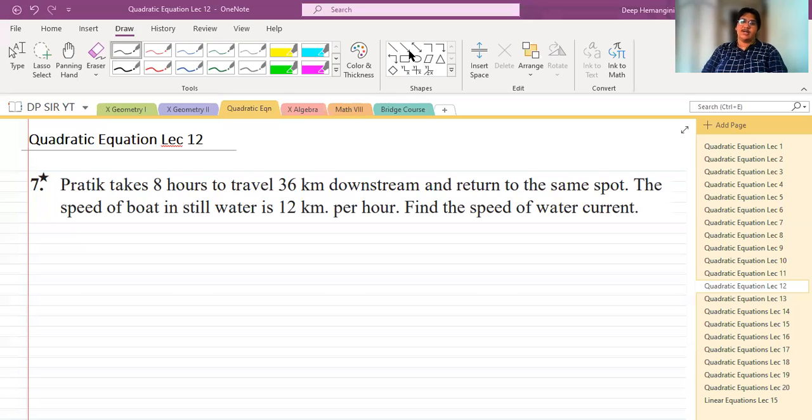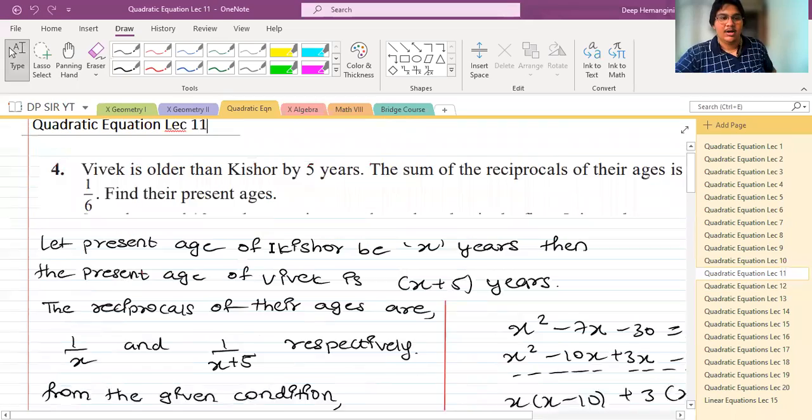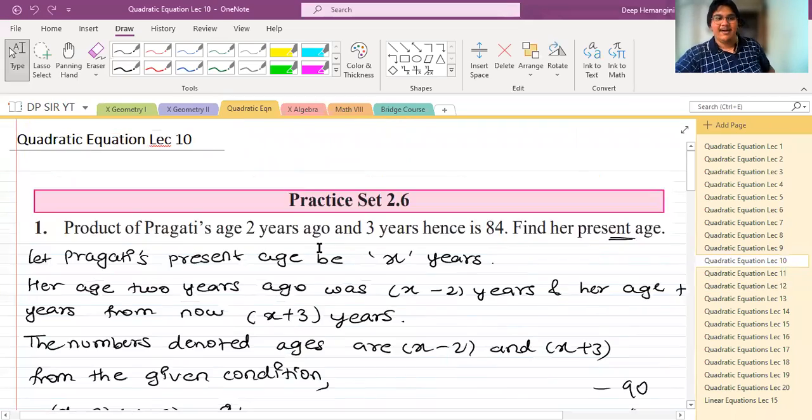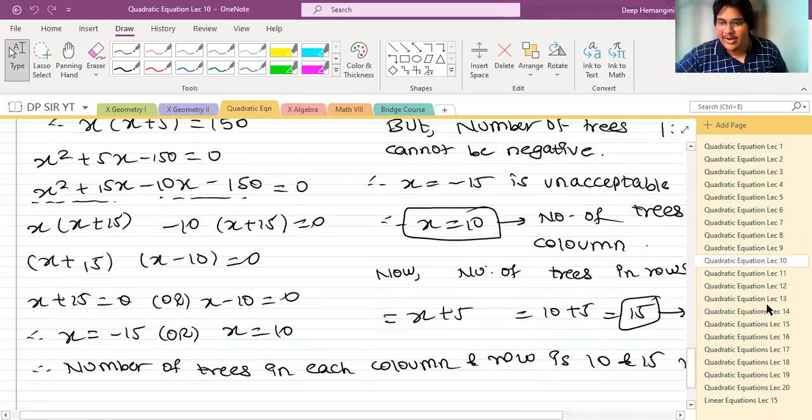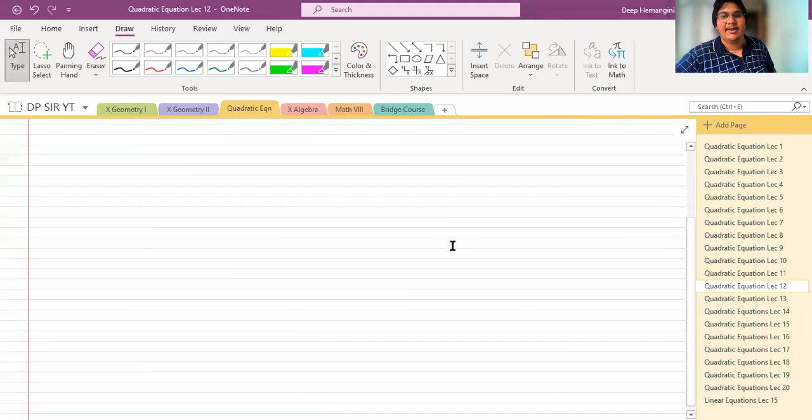We were on the application parts of quadratic equation and we started with solving word problems. In the previous lecture, we completed word problems 4, 5, 6. Before that, we completed 1, 2, 3. So today I'm planning to complete 7, 8, 9.